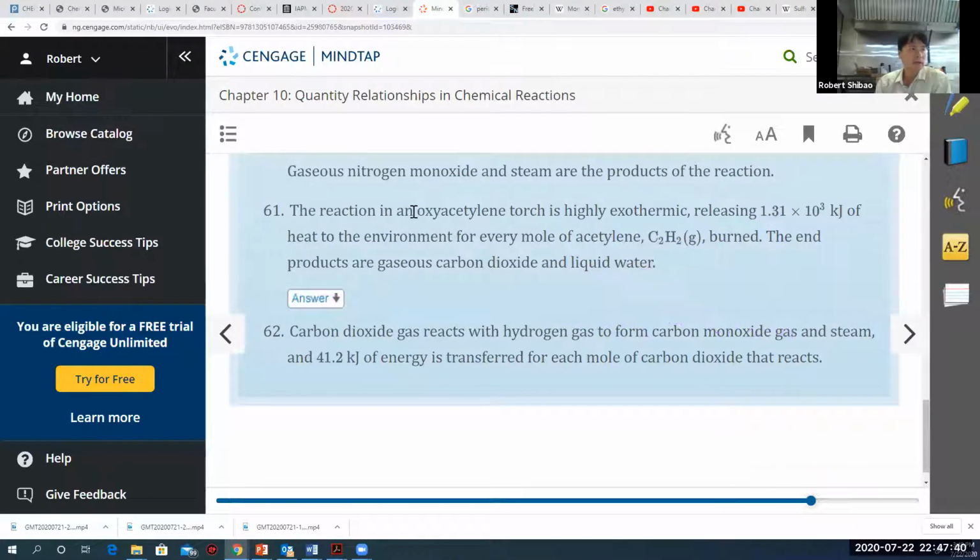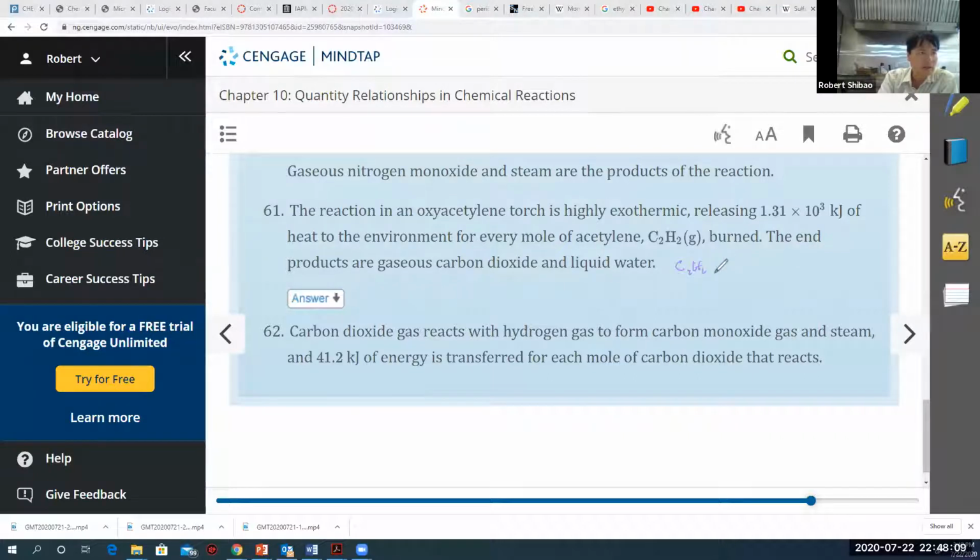The reaction in an oxyacetylene torch is, well, oxygen and acetylene. Oxygen is the oxidizer, acetylene is the fuel, and it is highly exothermic, releasing 1.31 times 10 to the third kilojoules of heat to the environment for every mole of acetylene burned. The end products are gaseous carbon dioxide and water. And so here, this is combustion. Combustion of a hydrocarbon forms CO2 and water. So we can just figure out the equation here.